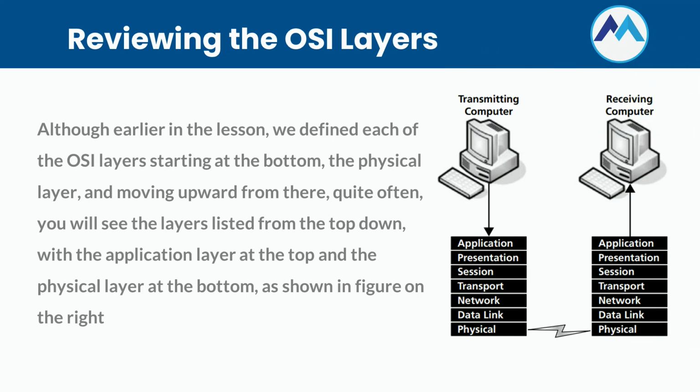Although in the earlier lesson we defined each of the OSI layers starting at the bottom, the physical layer, and moving upward, quite often you will see the layers listed from top to bottom, with the application at the top and the physical layer at the bottom, as shown on this diagram, where we have a transmitting computer and a receiving computer, and these layers are stacked on each other from top to bottom. That's from application to physical, not the other way around, when we start with the physical and go to the application.